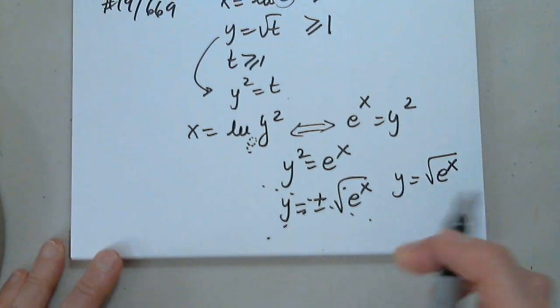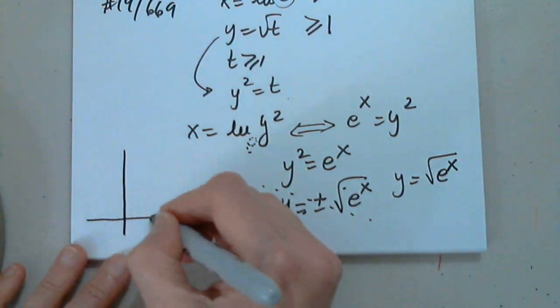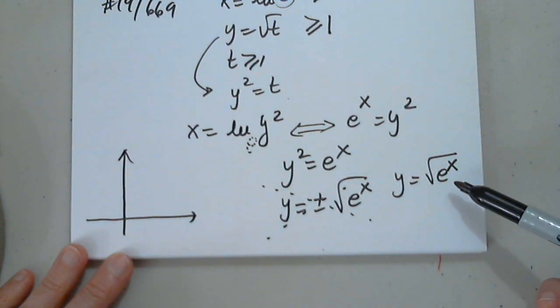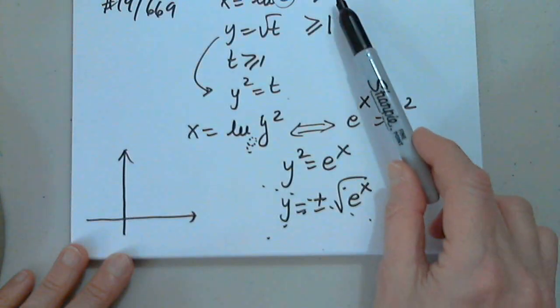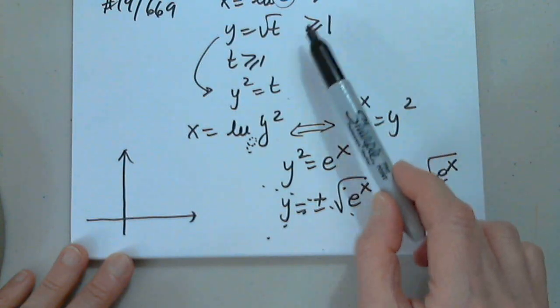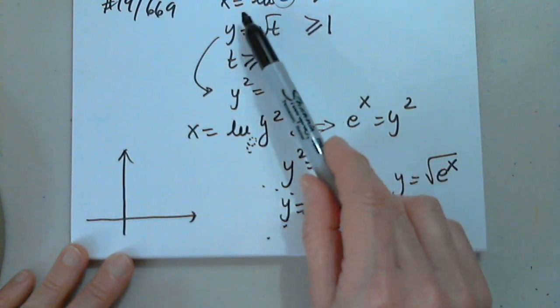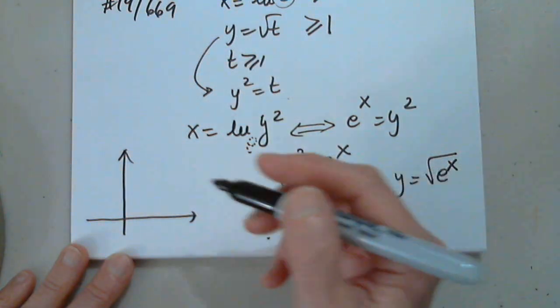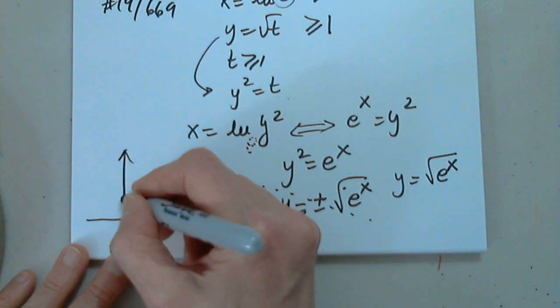And how do we graph this? We start when t is 1, because t is greater than or equal to 1. When t is 1, x is 0. And when x is 0, y is 1. So this is it.